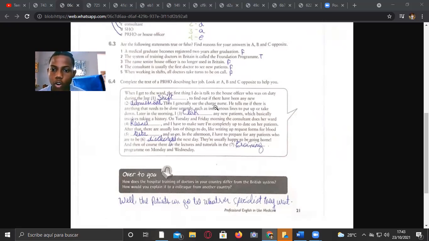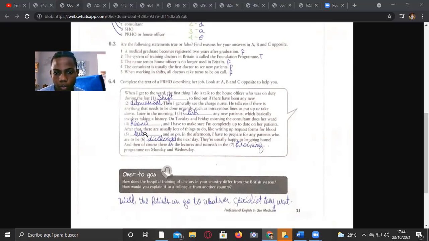Then I generally see the charge nurse. He tells me if there is anything that needs to be done urgently, such as intravenous lines to put up or take down. Later in the morning, I clerk any new patients, which basically involves taking a history. On Tuesday and Friday morning the consultant does her ward round, and I have to make sure I'm completely up to date on her patients.